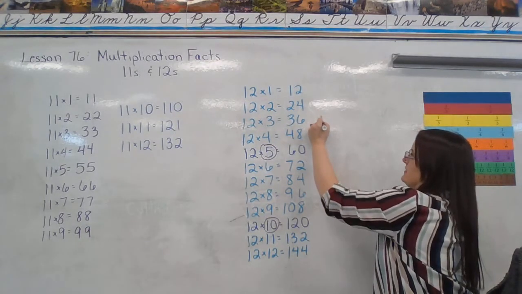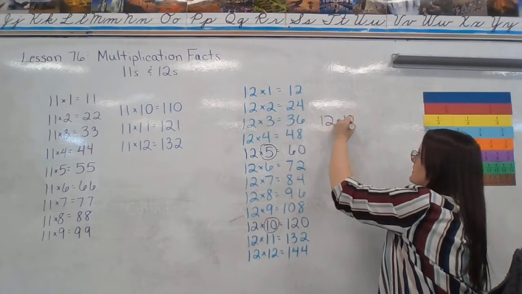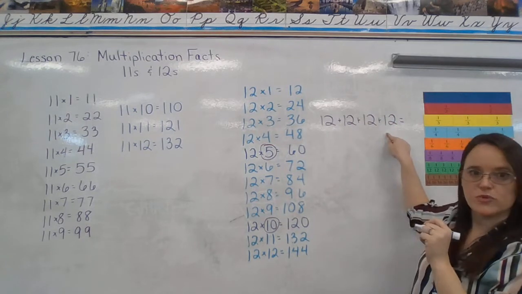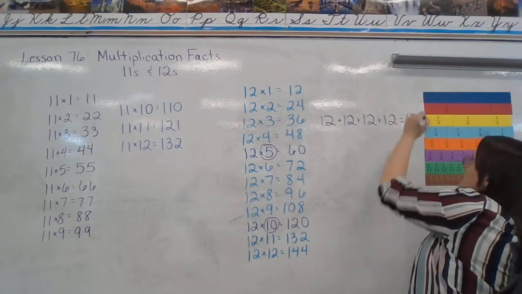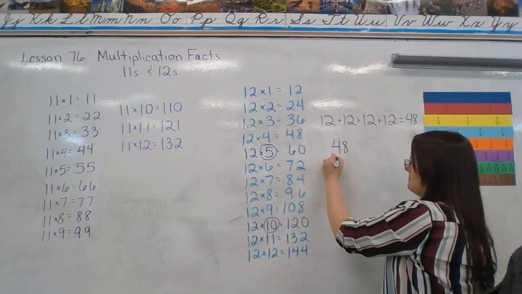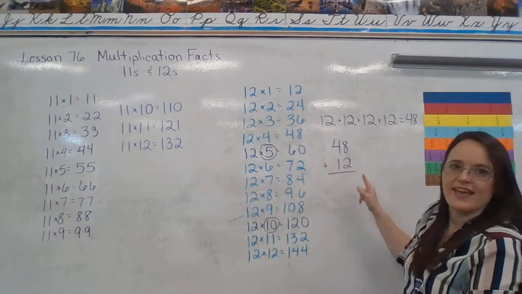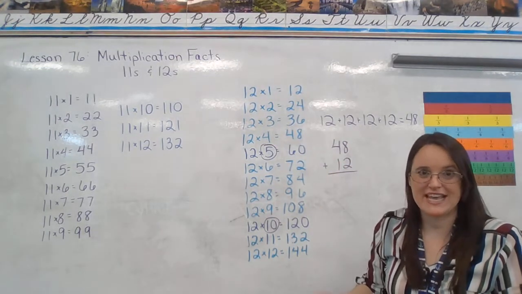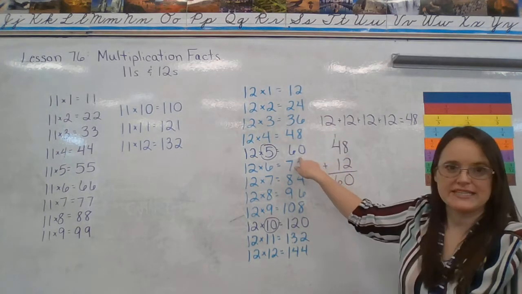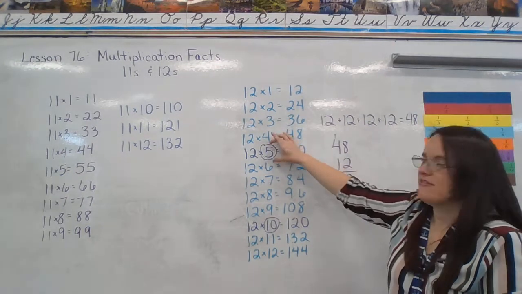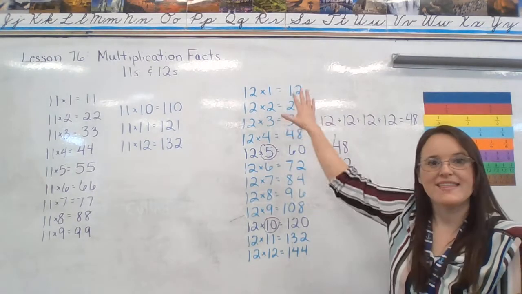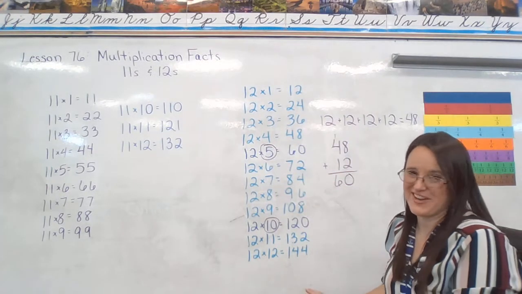So in addition, here we have 4 12s, which is 48. If we want to add one more group of 12, we have to do 48 plus 12, and then we end up having to carry a 10, because 8 plus 2 gives me 10. So that's where I get my 60. So if you remember, every 5th group of 10s, I have to carry a 10. That can help you out with this pattern as well.